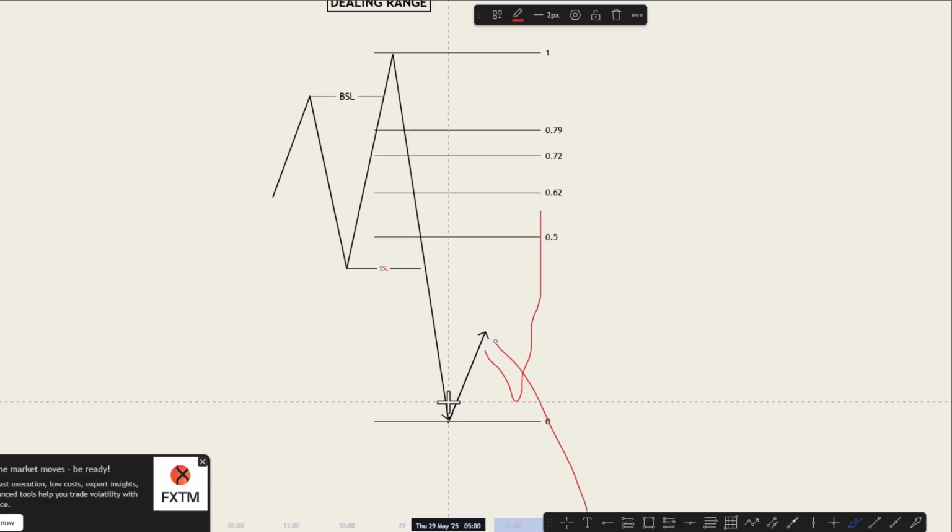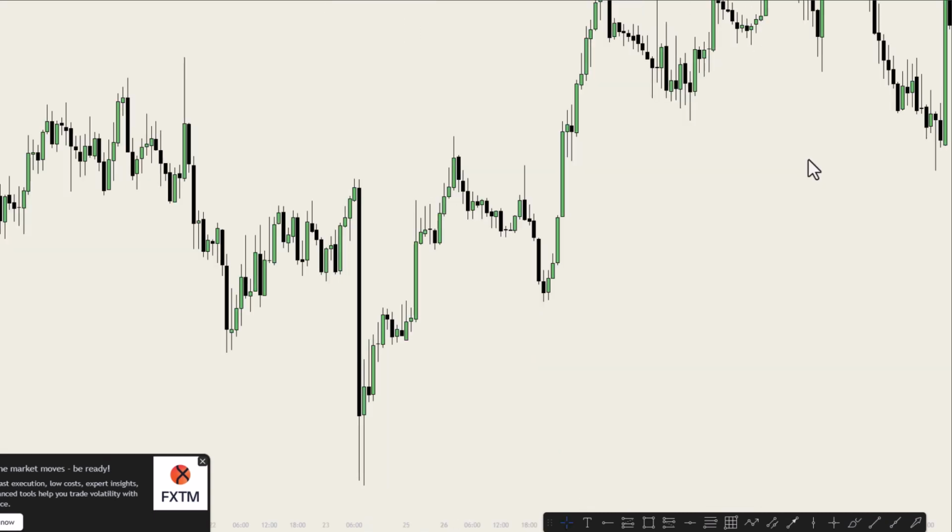So let's go to the chart and see how to identify this dealing range. Let's look at this price action. What do we see? We see that price is bearish.